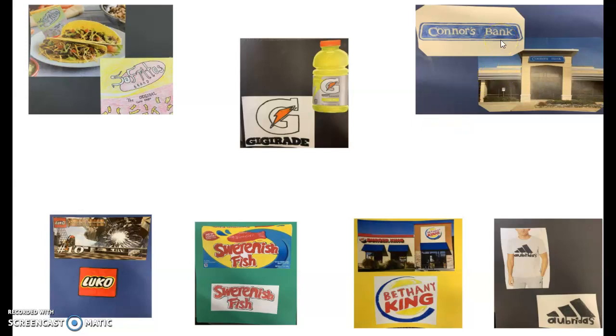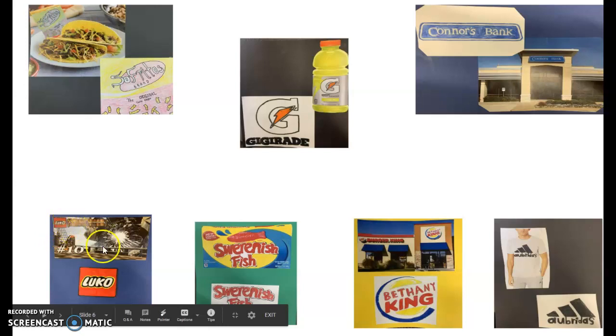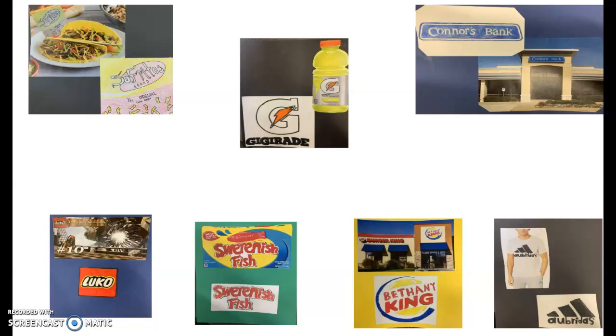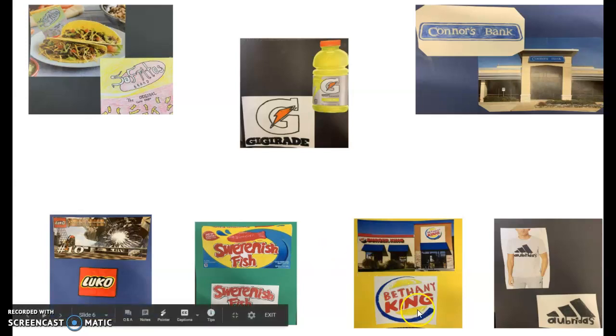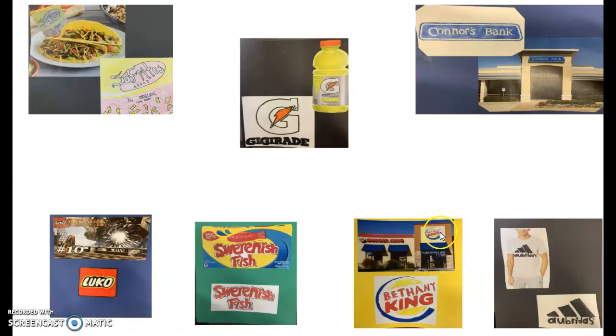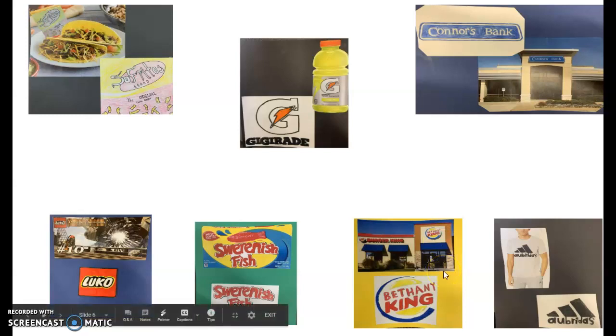Here's Connor's Bank. I really like this one just because when you look at this photograph right here, it takes you a minute before you realize that it doesn't say Comerica, it says Connor on it. Here's the Luco. This is our finished Serena fish right here on a package of Swedish fish. And Bethany did Bethany King instead of Burger King. You can see up here, this is very nicely done. When you look up here, it really looks like it could say Burger King. And Abritas for Adidas, she put it on a t-shirt.